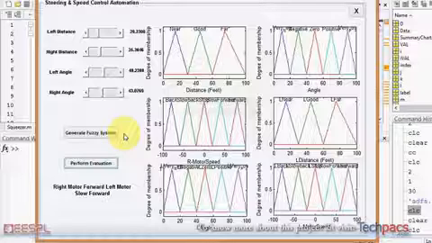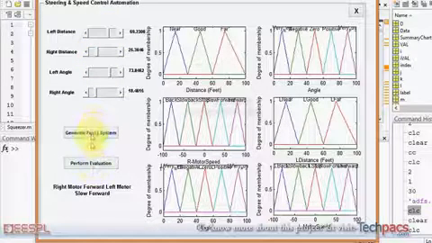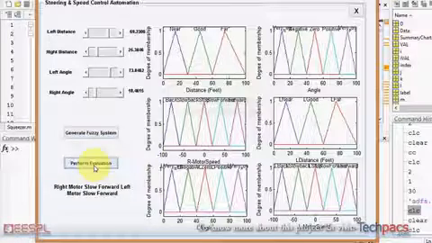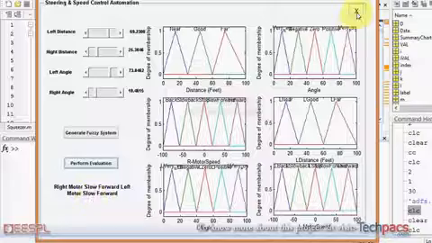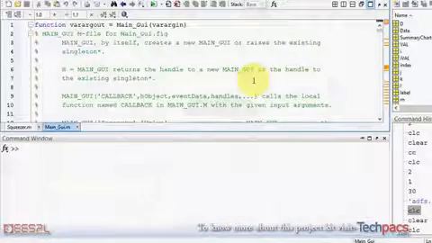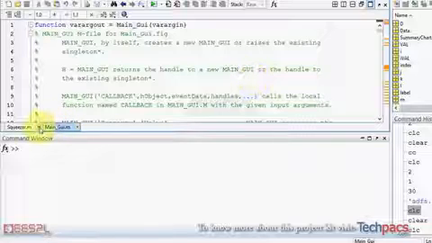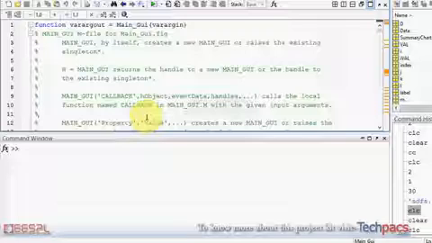There are some conditions which can be adjusted by changing these angles and their distances. When I'm evaluating the process again, it gives me that the right motor is slow forward, left motor is slow forward. So this is how the automation will work, and our vehicle will be capable of taking the decision of what it actually has to do. Real-time scenarios can also be possible by using this.